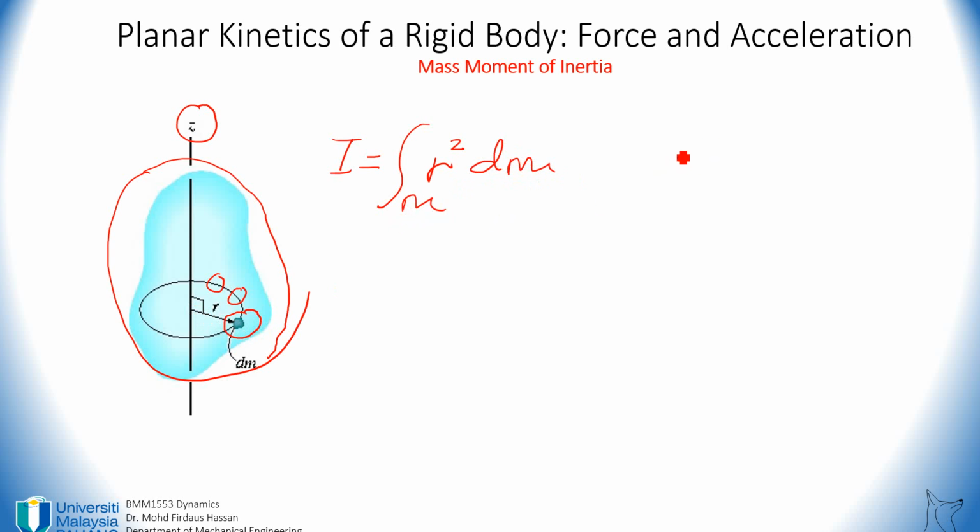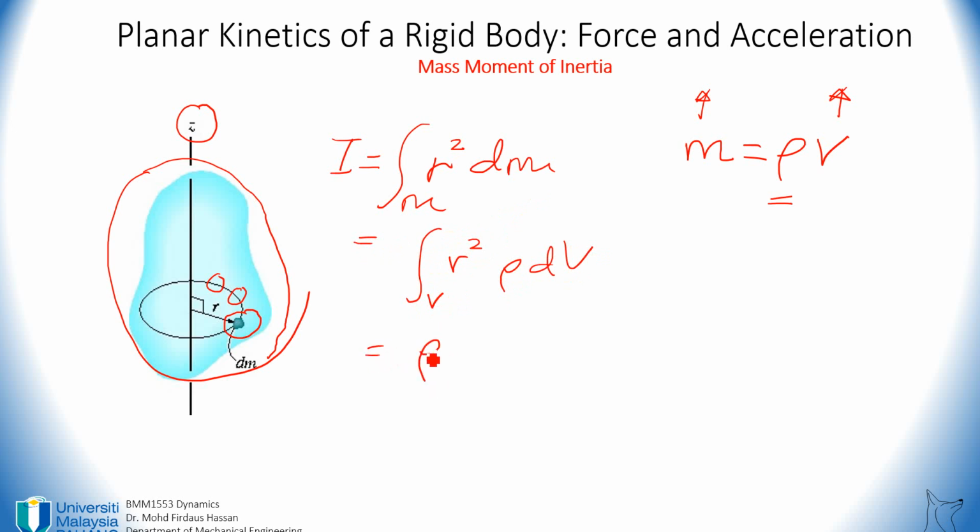And then we know that mass is given as rho times V. So instead of M, we can replace dm with rho dV, because when V changes, M also changes, but rho is fixed. So we can change it to the integration of r squared rho dV. Now this one is V. So we can put the rho outside and remain with r squared dV. This is the equation to represent the mass moment of inertia of this small mass.